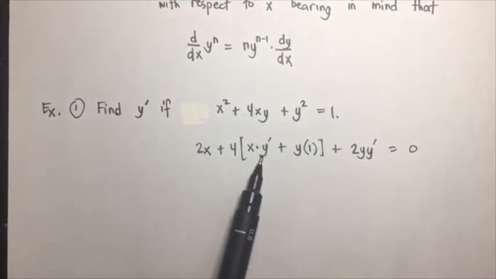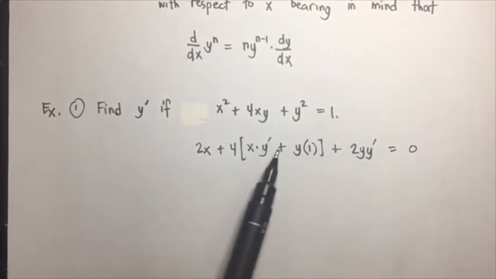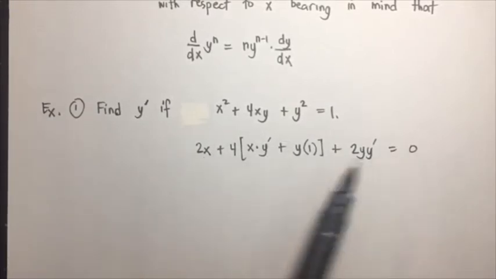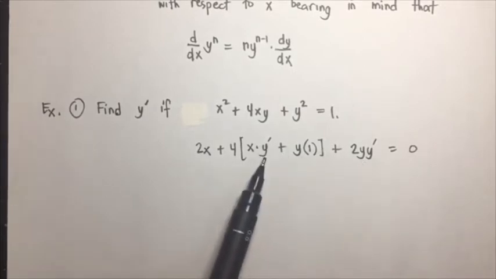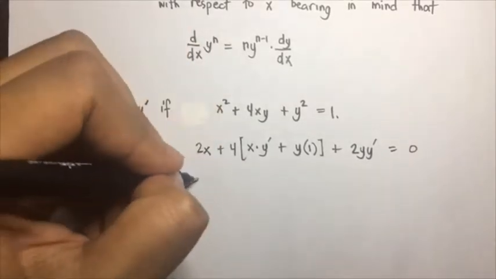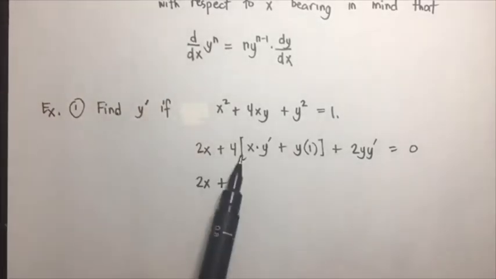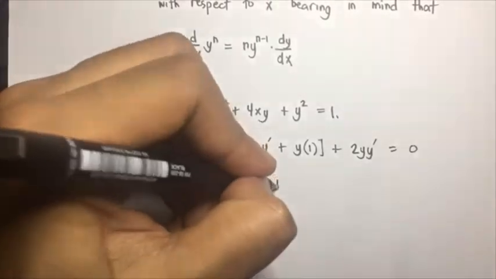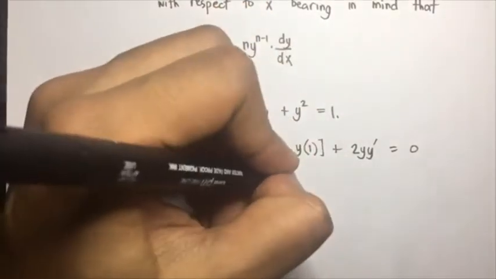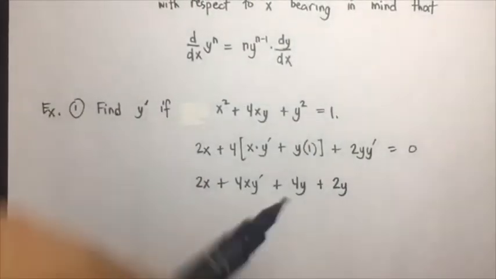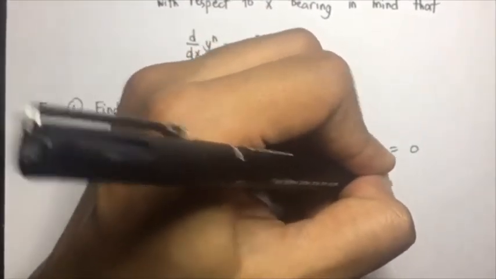So what we need to do now is collect y prime and express it in terms of x and y. Meaning we will transpose all terms without the y prime on the right side, and then retain all the terms with y prime on the left side. But first we'll distribute this. So we will have 2x plus, this will become 4x y prime, plus, we have 4 times y, so we have 4y, plus 2y y prime is equal to 0.